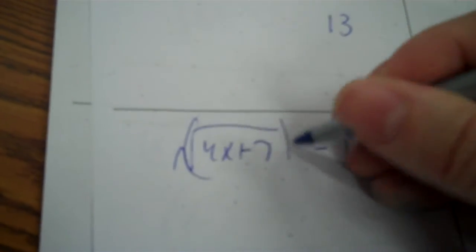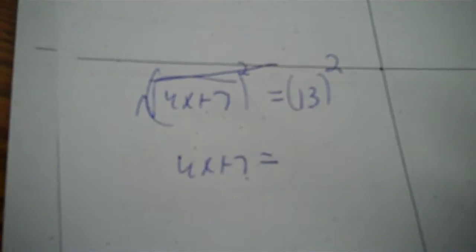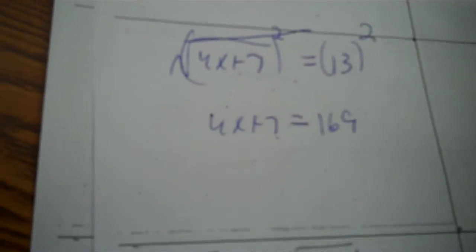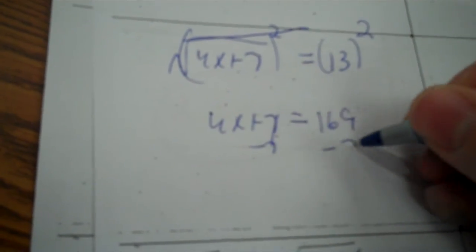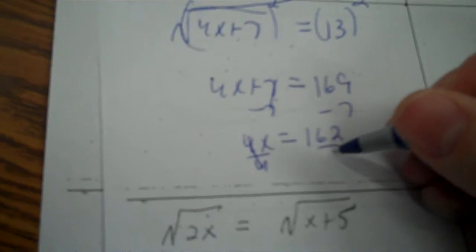Okay, so take both sides to the power of 2. So we have 4x plus 7. Remember, that's not 13 times 2. That's 13 times itself. Two 13s multiplied together. Gives me 169. Then I minus 7. That takes us to 162. Then divide by 4 and hope for the best. 40.5. You get a decimal, that's okay.